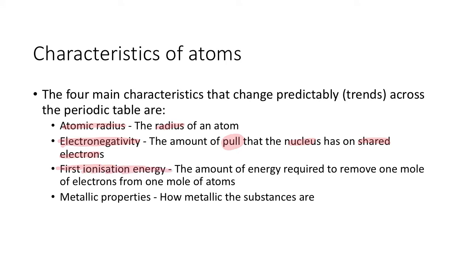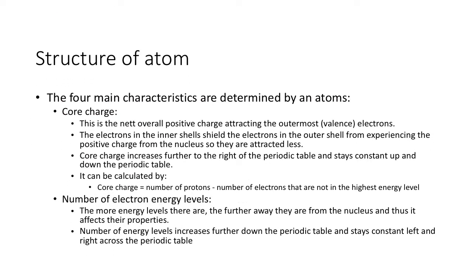Third, ionization energy. So this is the amount of energy required, and that word required is so important, to remove 1 mole, and don't worry about 1 mole at the moment. 1 mole is just like saying 1 dozen of something. A mole is a word that describes a number, right? Of electrons from 1 mole of atoms. So effectively, how much energy it takes to remove the first electron from the atom. And then finally, metallic properties. Okay, so how metallic the substances are. Metals have certain characteristics, and so therefore how metallic that substance is, like its metallic properties. All right, so let's go on.